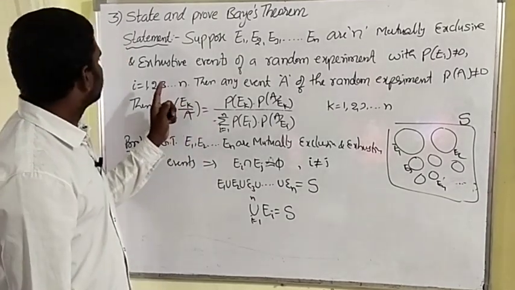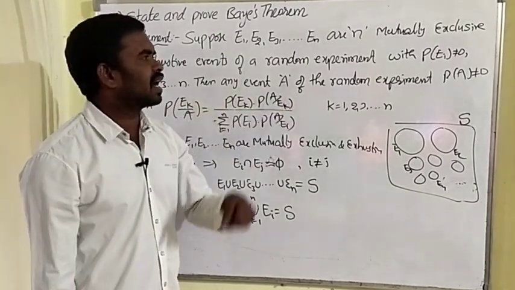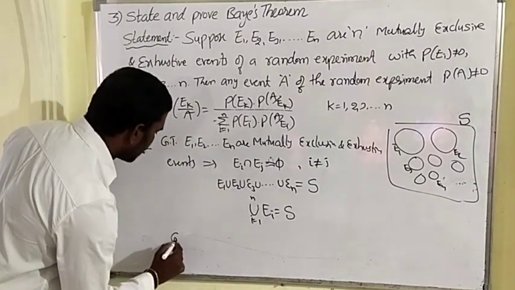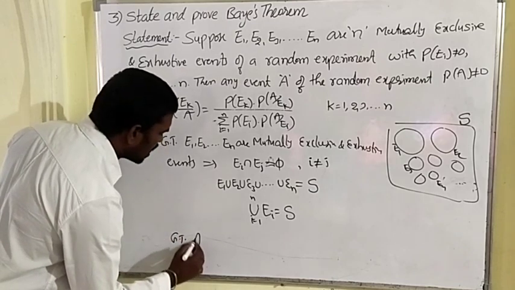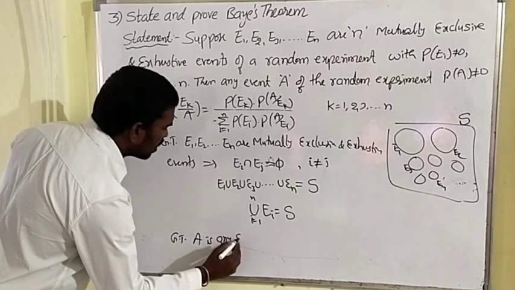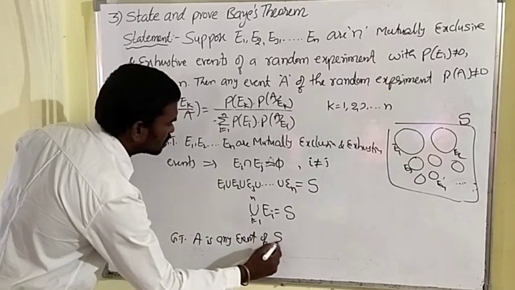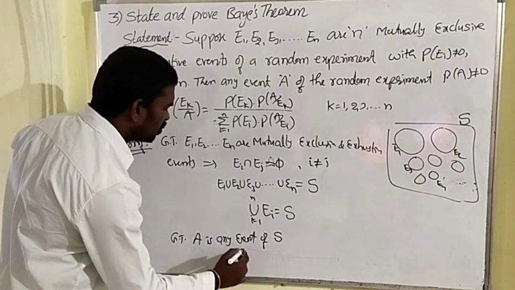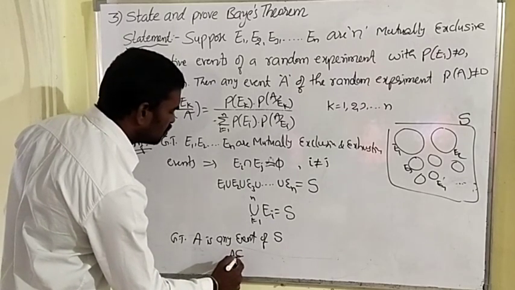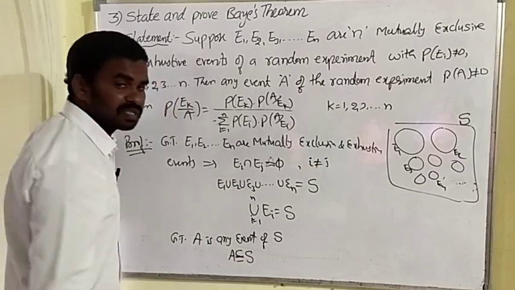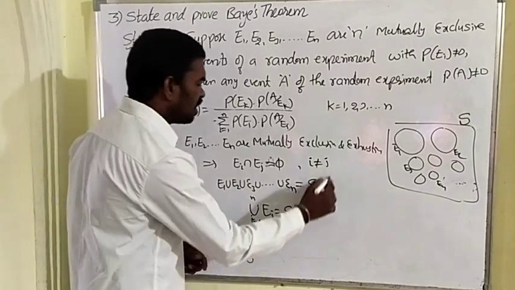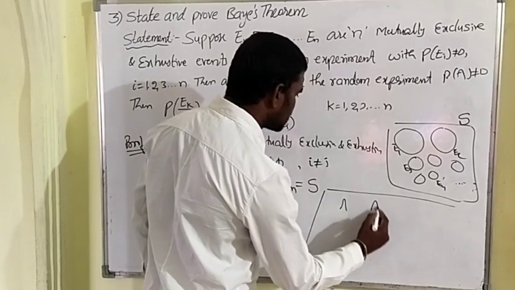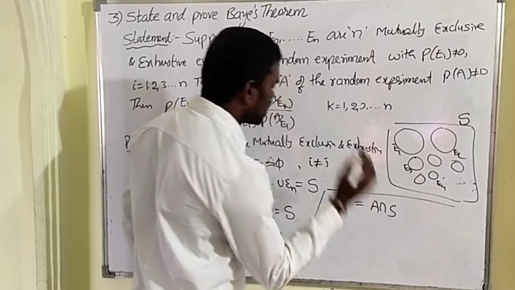Yes. Next, any event capital A of the random experiment. So I am introducing A also, and given that capital A is any event of sample space S. Any event of sample space S means A is some subset of S. Subset of S means A is some event of S. Whenever A is a subset of S, what about A intersection S? That is nothing but A.